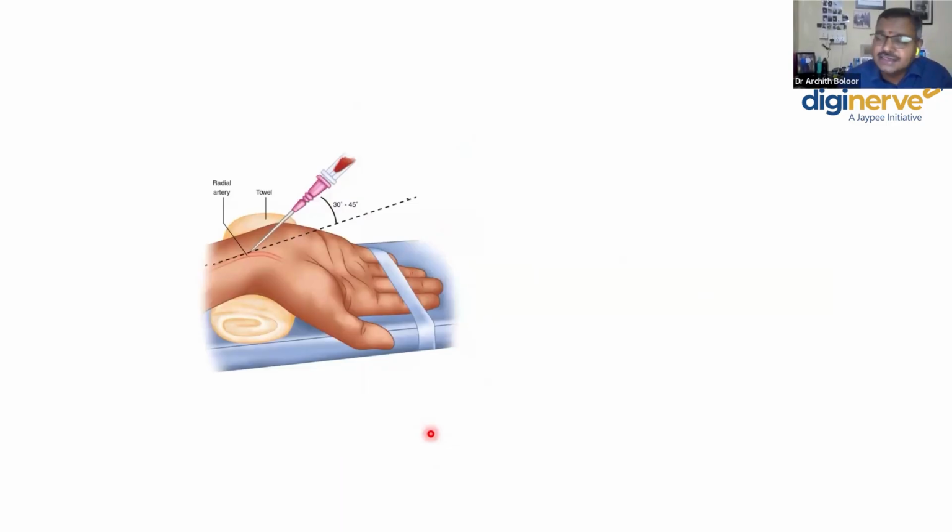Some of you would have practiced it during your internship. And very important, before doing that, you have to check for the Allen's test. It's important because you want to look for the patency of the radial and ulnar artery. So you press it and see whether it is flowing there. If it is compromised, then don't do the ABG there. So Allen test has to be done before we do ABG.